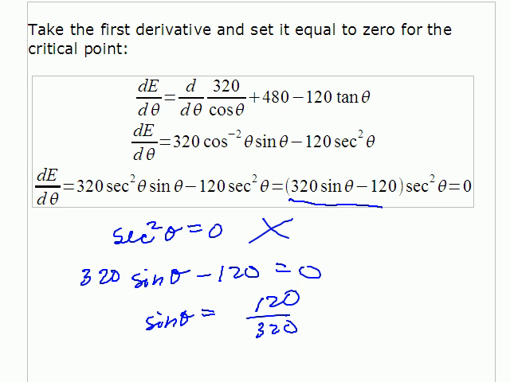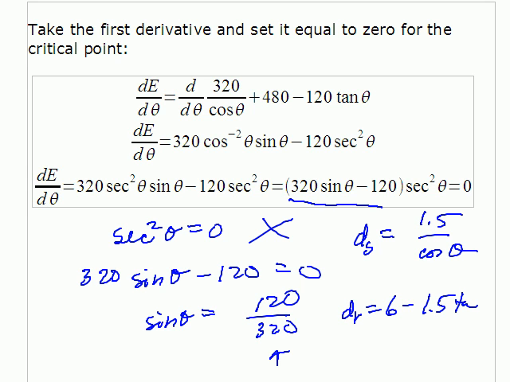Once you have it, you can go back and figure out the distance that you swim, assuming this is a minimum, which would be 1.5 over the cosine of the theta that you find from this equation, and the distance that you run, which is 6 minus 1.5 times the tangent of theta. That'll be the distance swimming and the distance running.